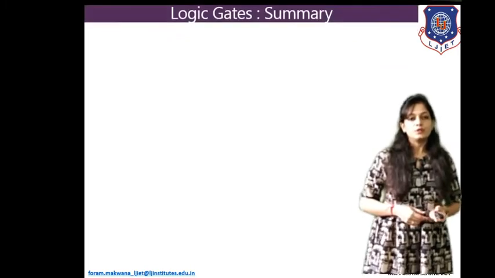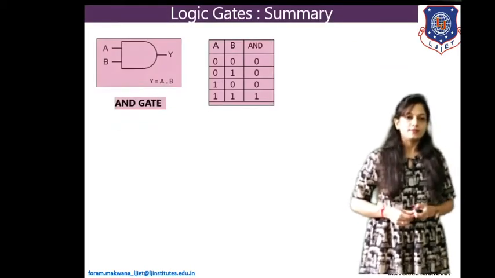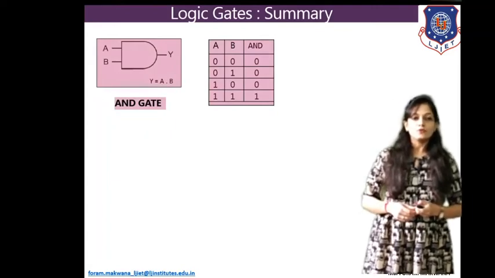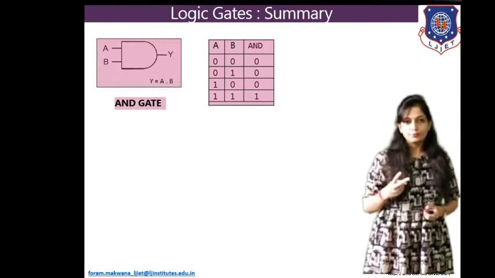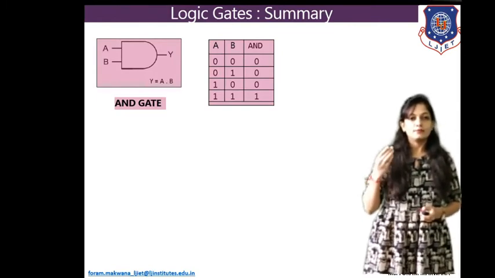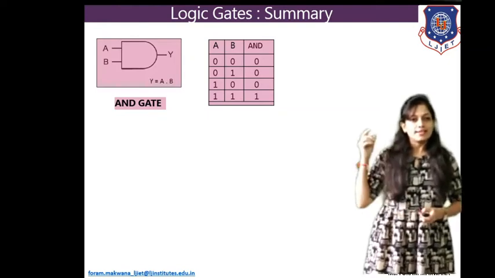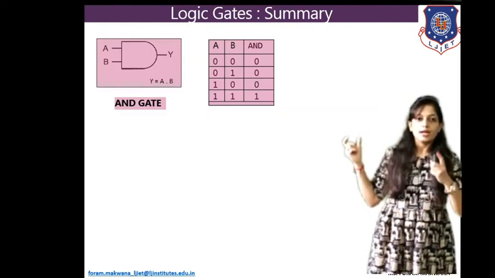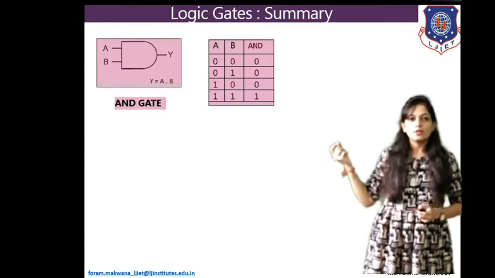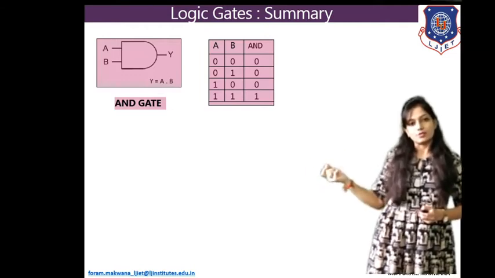First of all, we are focusing on the AND gate. Over here you can see the logical symbol of the AND gate, which has only 2 inputs and 1 output. The 2 inputs are A and B, and the logical expression for this AND gate is Y equals A dot B. Here the dot represents the AND operation.